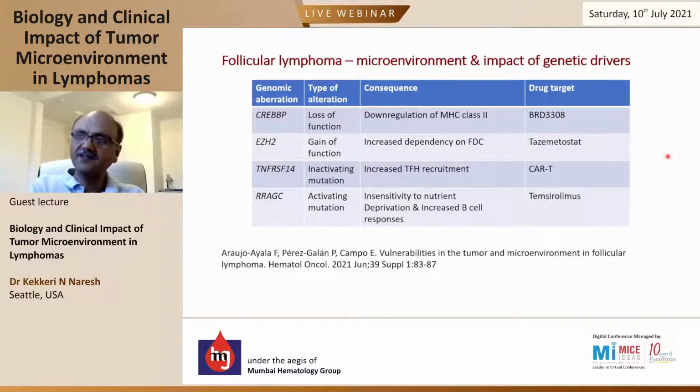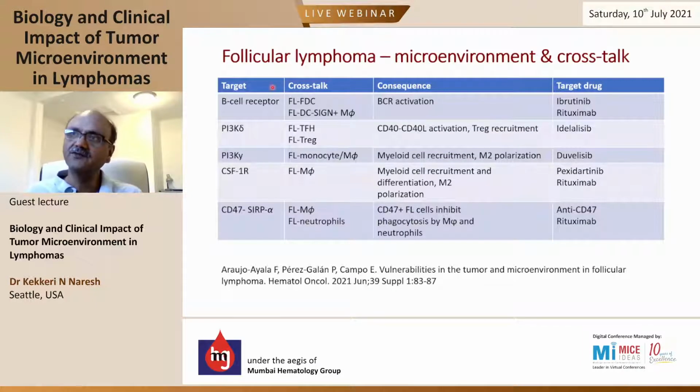And then, because there is an intense crosstalk between follicular lymphoma cells and other microenvironmental cells, like the follicular dendritic cells, the TFH and regulatory T cells, monocytes and macrophages, many of these things open up druggable targets, the targets being the B cell receptor or PI3 kinase delta. All these things are amenable to treatment using specific drugs. And that's the reason why we need to understand the microenvironment in great detail.